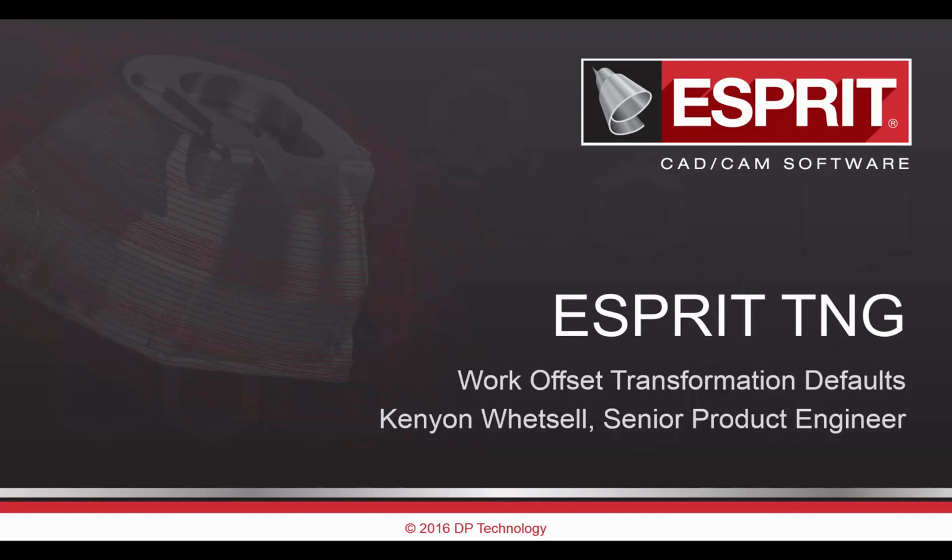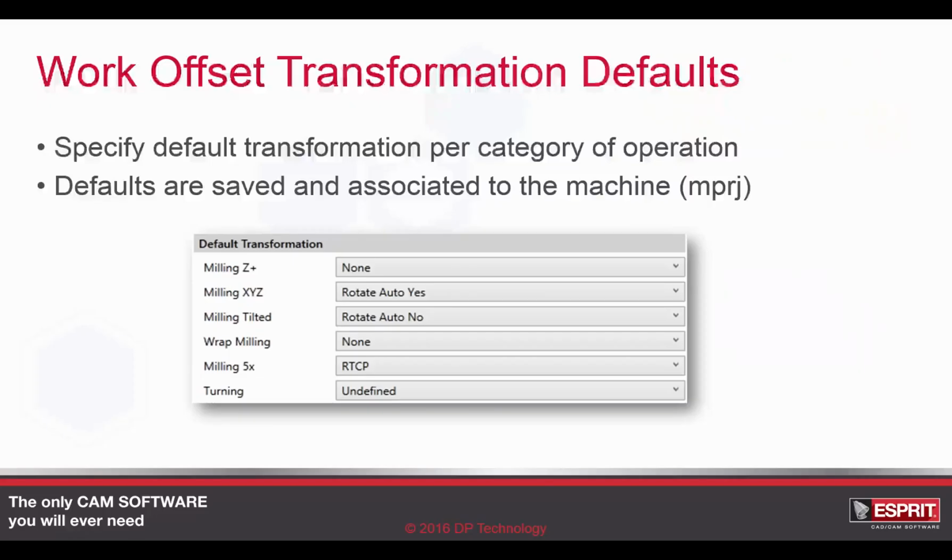In order to facilitate programming and minimize risk of user mistakes, you can now set a default transformation for a given context. Defaults are saved and associated to the machine. Inside the machine settings, you can specify a default transformation per category of operation. Like with all machine settings, machine defaults are set in the MPRJ file that you can edit with Machine Tool Builder. In ESPRIT, the settings are visible when editing the machine settings, and you can override the value for the document if needed.